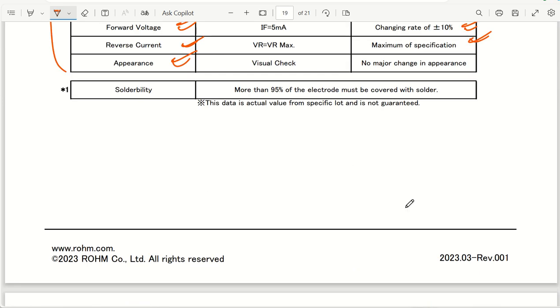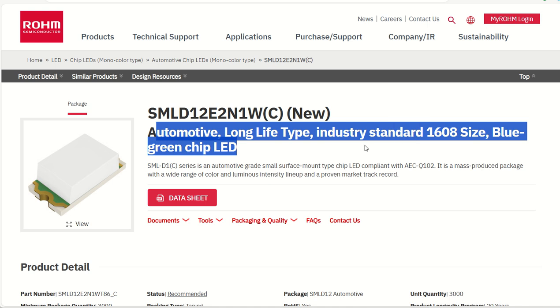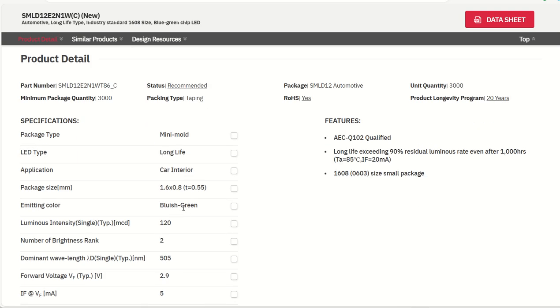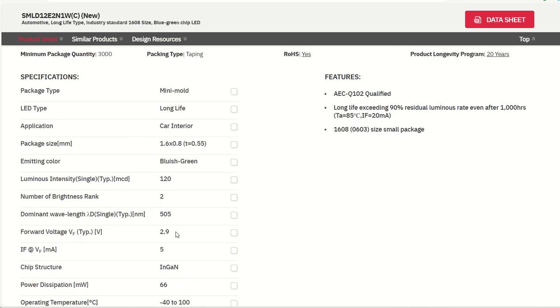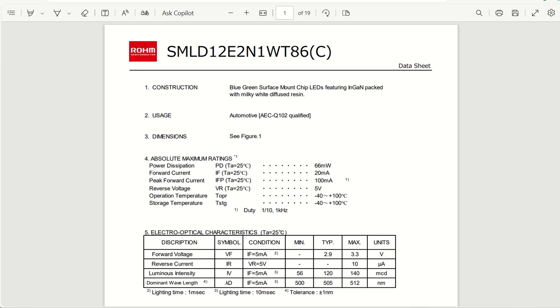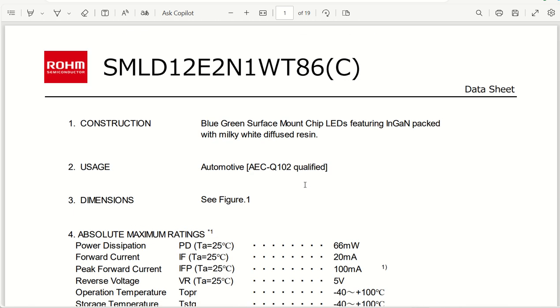So that's all about this particular data sheet. Similar to that, some other data sheets are also there that you can take up. We have, let's say, an automotive long life industry standard 1608 package blue chip with a small size, and this is going to be bluish green for car interior application. Whether it is high brightness or low brightness, you can also take up based on the data sheet given here. Same way all the specifications are there. This is also a low brightness dim LED for car interior application.